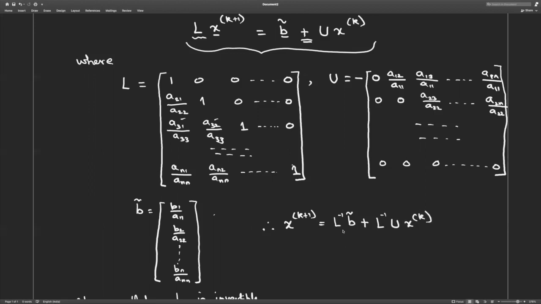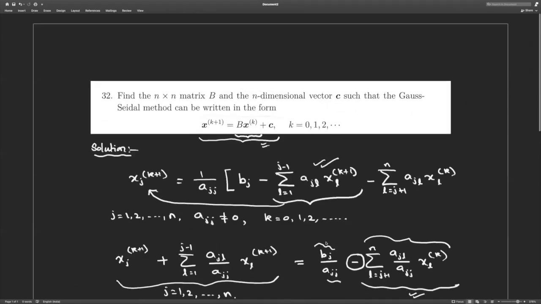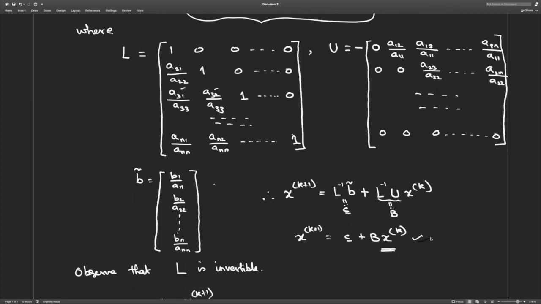Now I will take this as my vector C, and I will take this as my matrix B, and then I can write x_{k+1} is equal to C plus B into x_k. So that is what we are supposed to show in this problem, that you write your Gauss-Seidel method in this form, which we have written here.